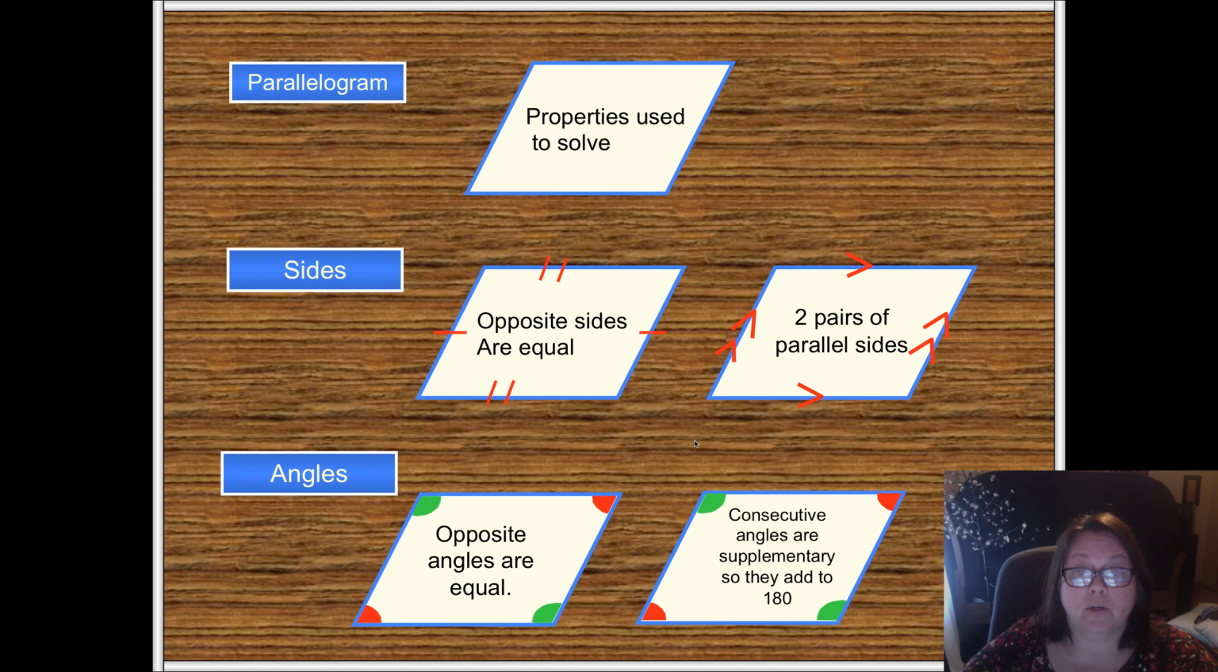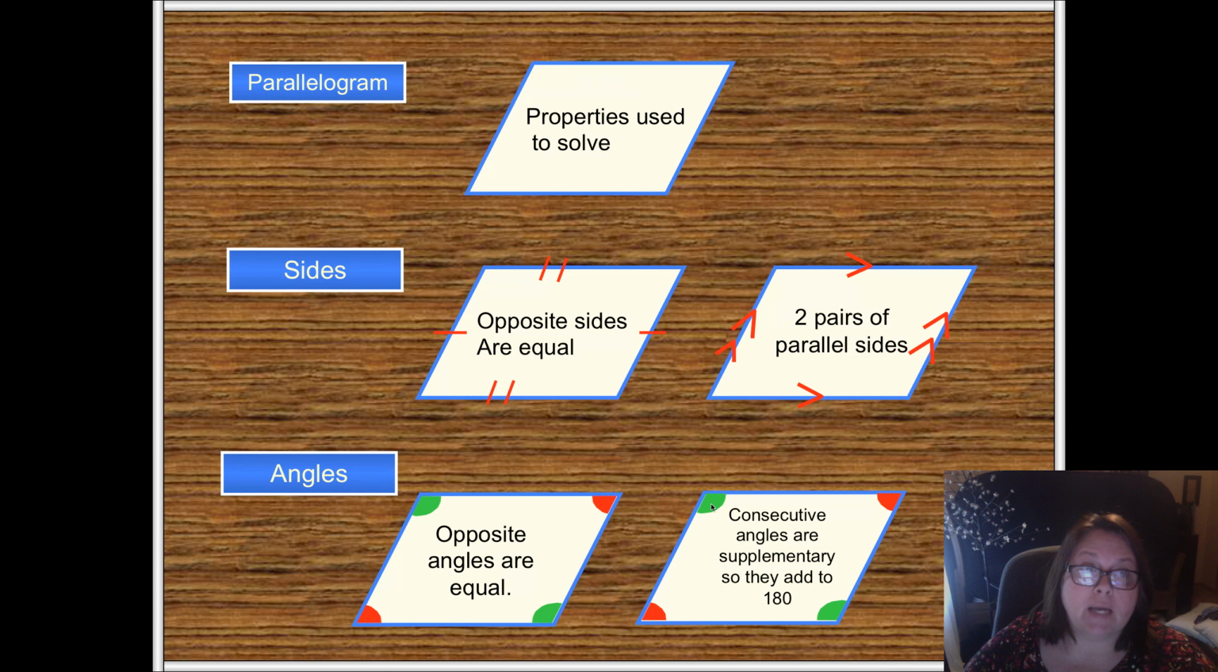Now, you'll also notice consecutive angles are supplementary. So consecutive simply means one angle right after the other. So this green and this red are consecutive. And that's true of the angles all the way around. Supplementary just means that they add up to 180. So when I go to use these to solve, I can say the bottom left and the top left, I can add them together and set them equal to 180.